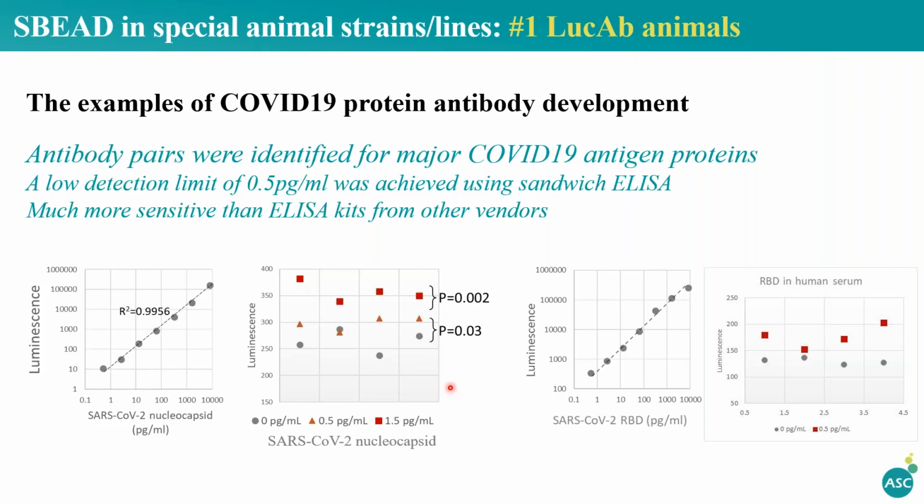The result shown here is that for both nucleocapsid and RBD, our antibody pairs were able to differentiate biological samples that contain as low as 0.5 picogram per ml antigen from the negative control samples. By having a low detection limit of 0.5 picogram per ml, our antibody pairs are actually much more sensitive than other ELISA kits from other vendors.